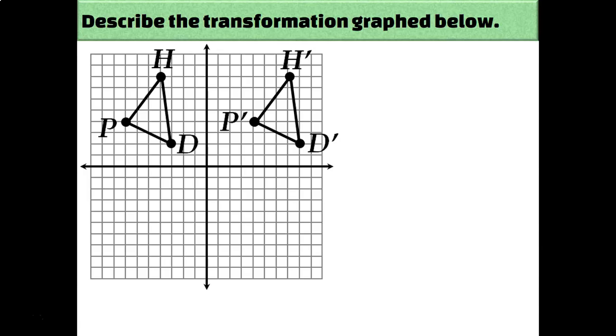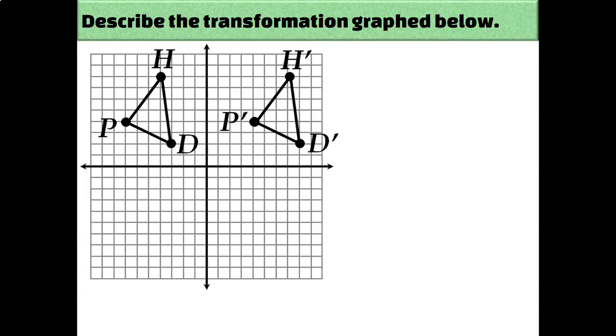to compare where each of the vertices ended up compared to where it started. For example, P on the pre-image was on the left, H was on the top, and D was on the bottom. And if I look at my image, P prime is also on the left, H prime is also on top, and D prime is also on the bottom. This is a telltale sign of a translation.